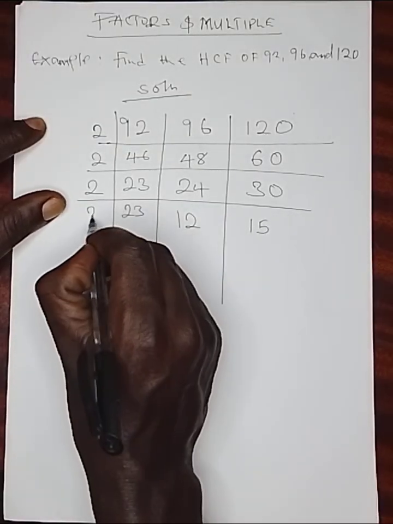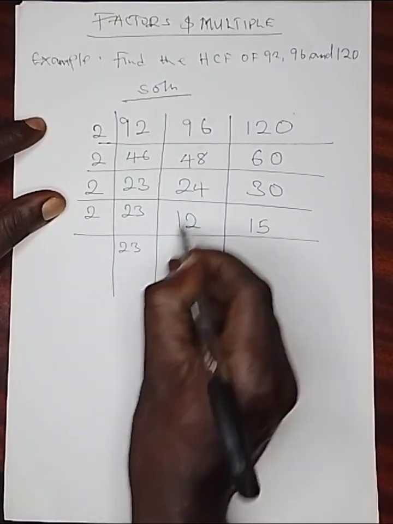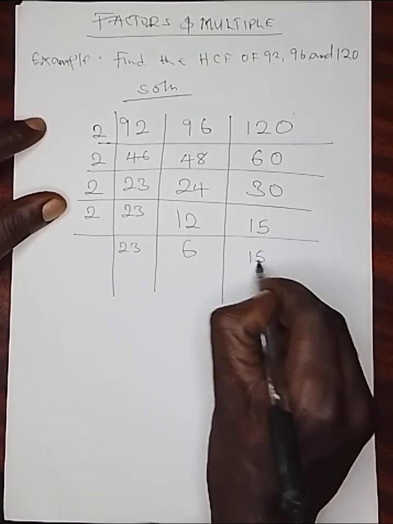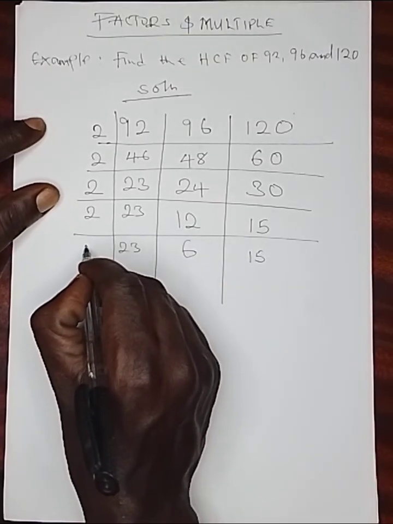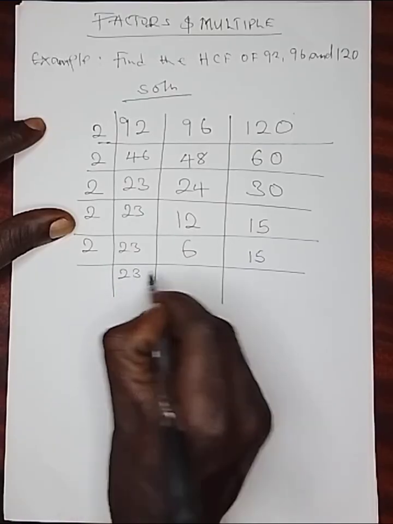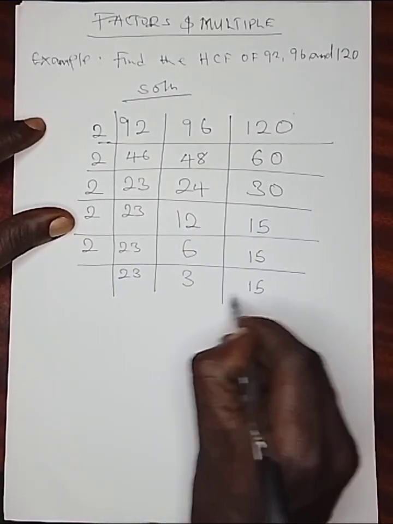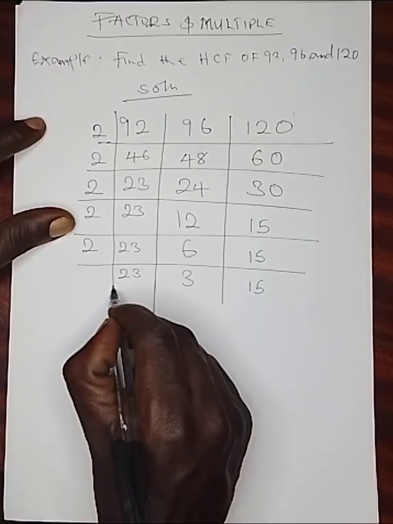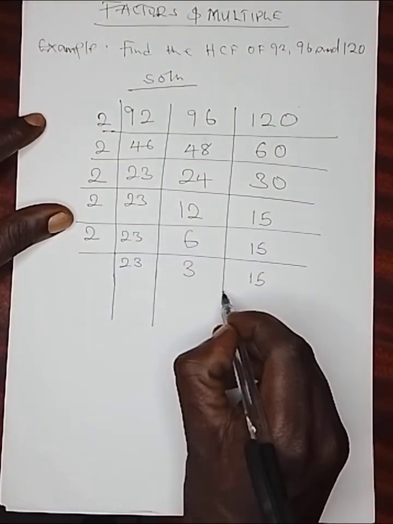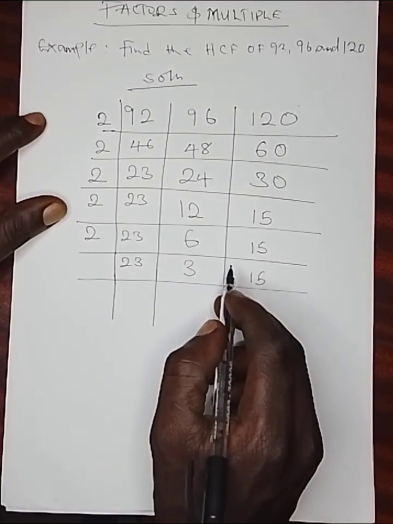Then here you divide by 2. Here 23 remains 23. This one goes to 6. This one goes to 15. Then still you divide by 2. Here still remains 23. Here comes 3. Here comes 15. I hope you are seeing the way how we are getting our highest common factor.